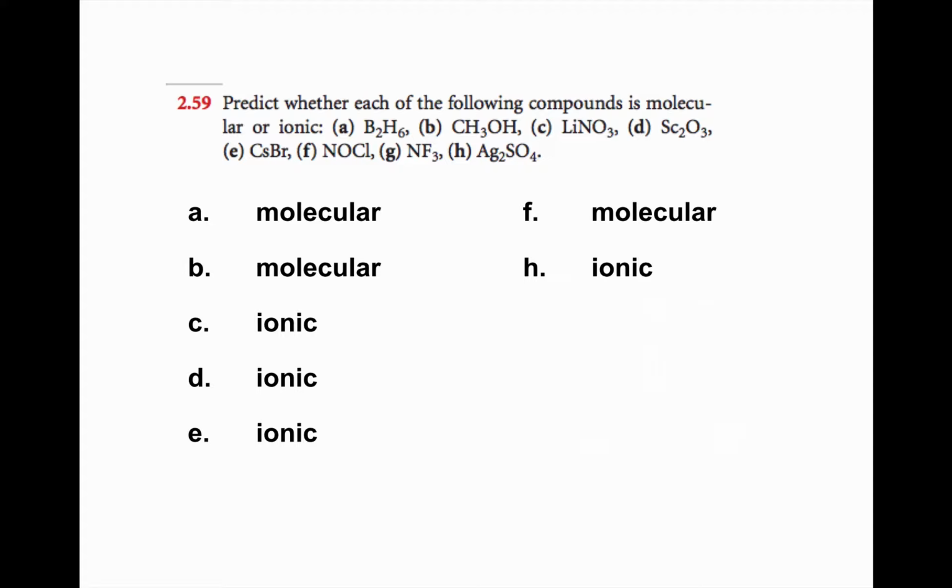Silver is a metal, so that SO4 is the polyatomic ion. It's SO4 2 minus. That's sulfate. So again, you've got to get used to picking out the polyatomic ions when they're matched up with metals.